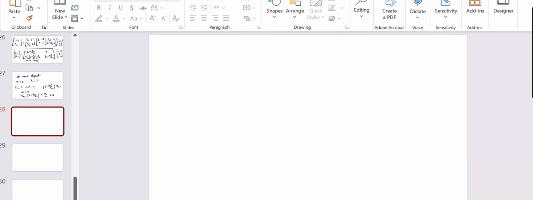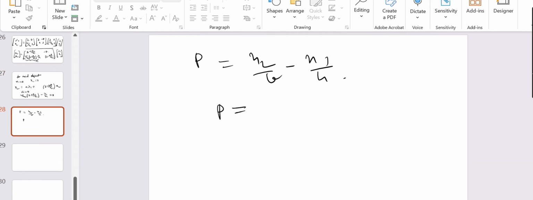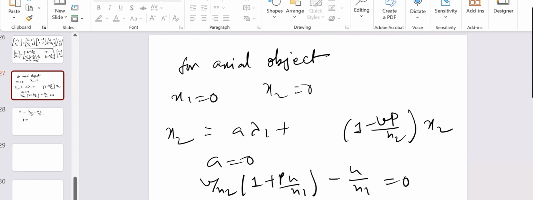From that, we get n2 by v. Not from that, we already know n2 by v minus n2 by n. From this, p, we get... wait a minute, something is missing here.